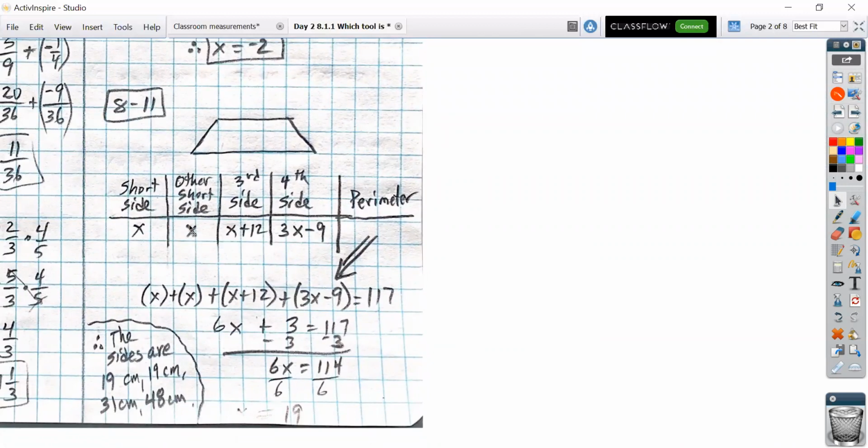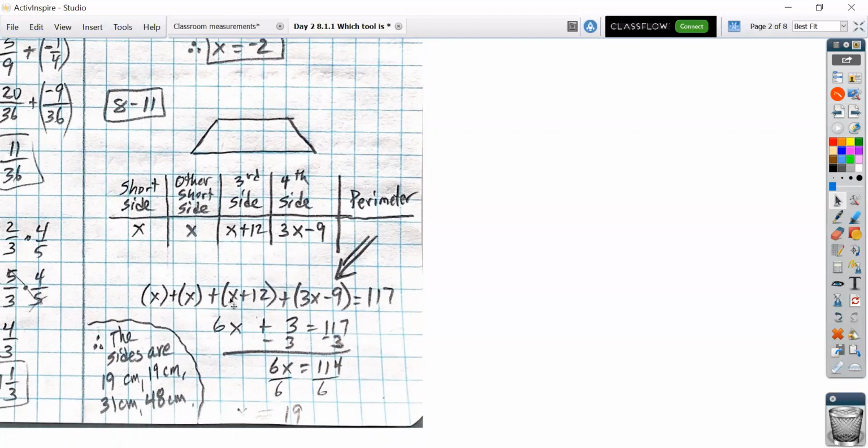I started off with the short side as the one that I'm guessing. They told us that these two sides were equal, so the short side and the other short side were both x. The third side was x plus 12, and the fourth side was 3x minus 9. Their perimeters, when you add them all together, equal 117. So if you add this plus this plus this plus this, you get 117.